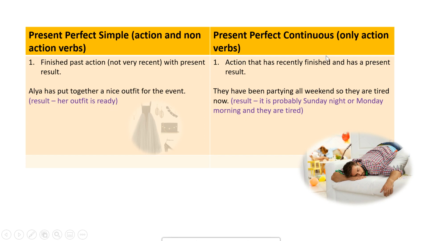With present perfect continuous, we are talking about an action that has recently finished, yeah, and has a present result. Okay, so difference here. In the case of present perfect simple, the action is not very recent. With present perfect continuous, it is recent. Very important, we do not say when and use a past moment. Yes, we can't do that because we're not talking about the past. If we put a past moment, then we need to use past simple.